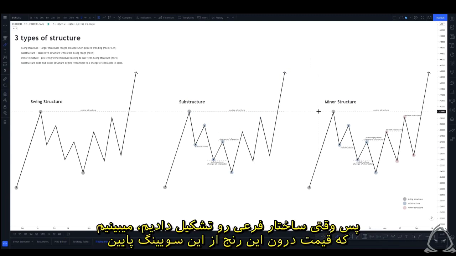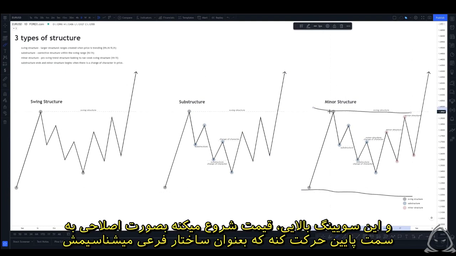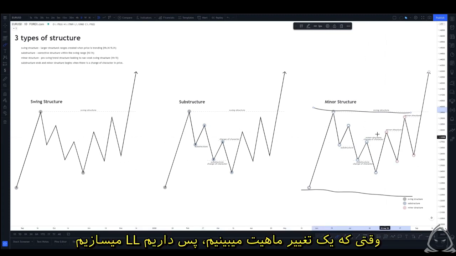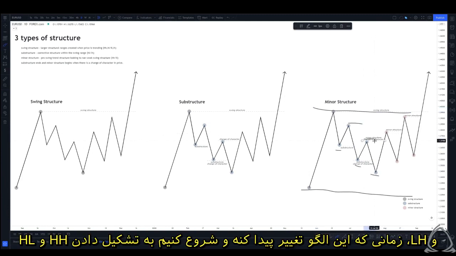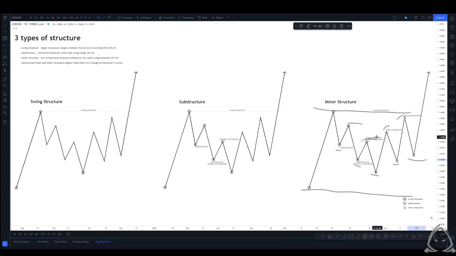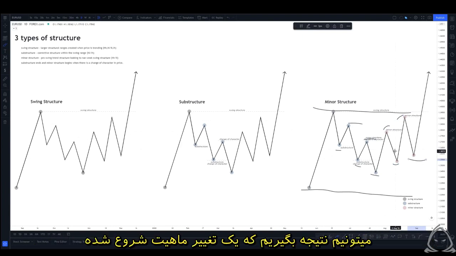Once we've established substructure, we can see that price is trading within this range of this swing low and this swing high. Price begins to correctively move to the downside, which is known as our substructure. Once we see a change of character, where we were creating lower lows and lower highs, and that paradigm shifts and we start to put in higher highs and higher lows, we're able to conclude that a change of character has begun.